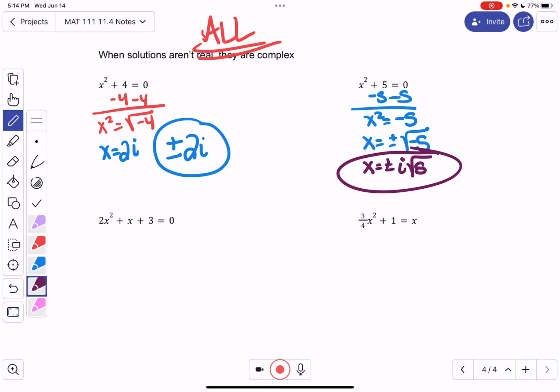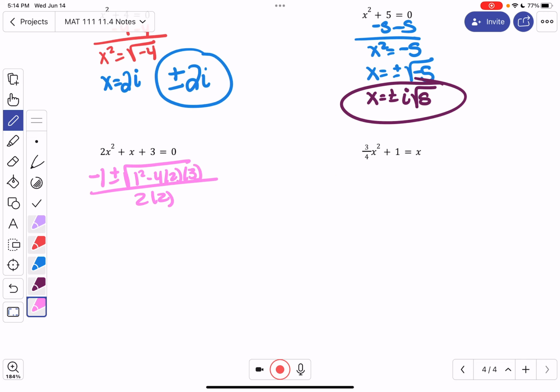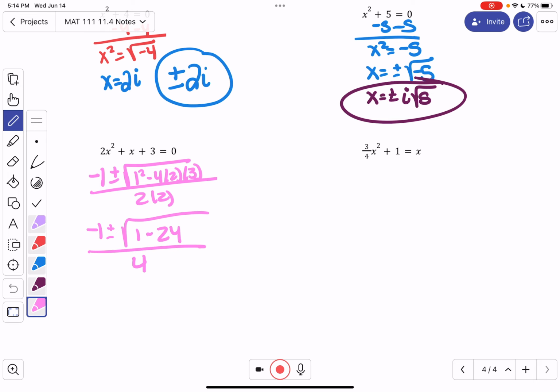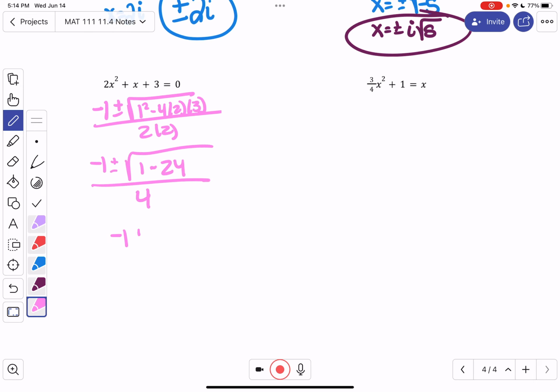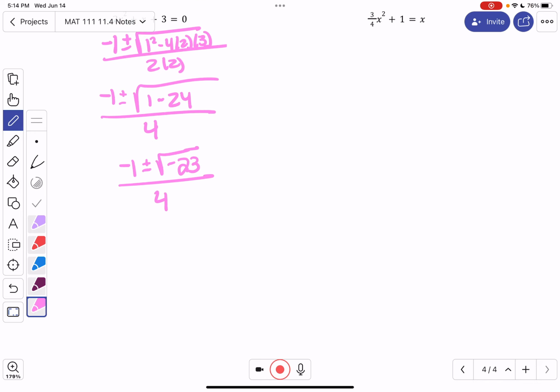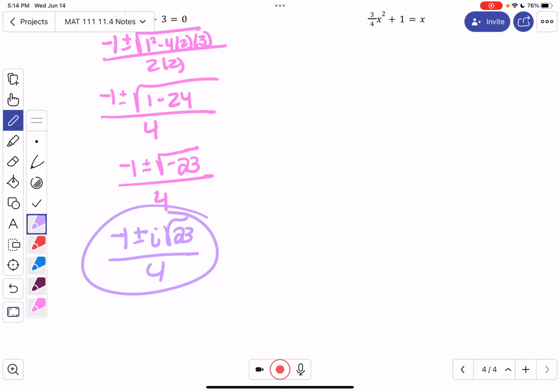All right, here we have an ABC. If I try to tic-tac-toe, it doesn't work. If I do the discriminant, I get a negative. So negative b plus or minus the square root of b squared minus 4ac, all over 2a. 1 squared is 1. Negative 4 times 2 is 8, times 3 is 24. 2 times 2 is 4. 1 minus 24 is negative 23. And that doesn't break down, so we're just going to pull the i out. Leave it as i root 23 over 4. The plus and the minus are our two answers.